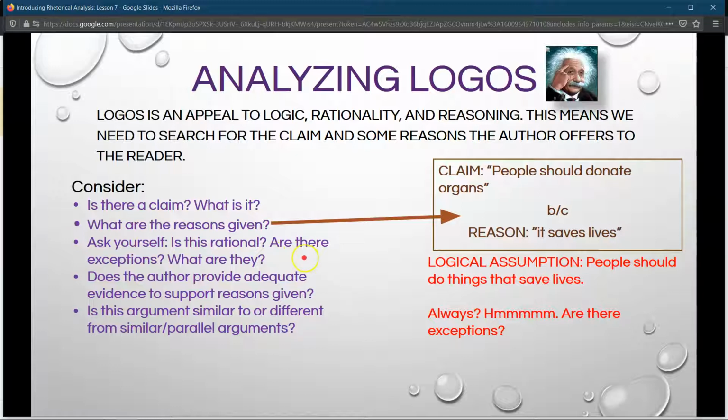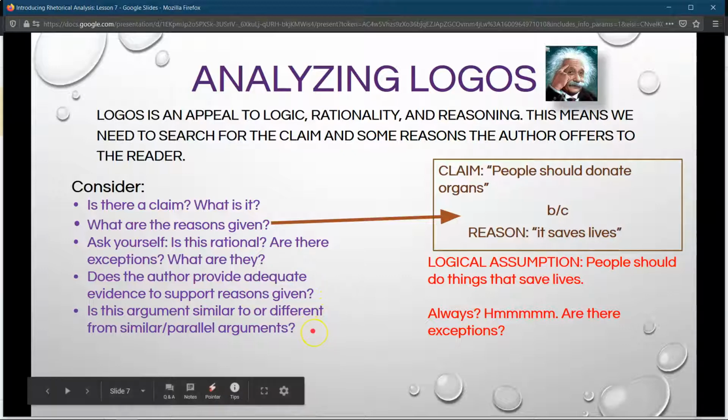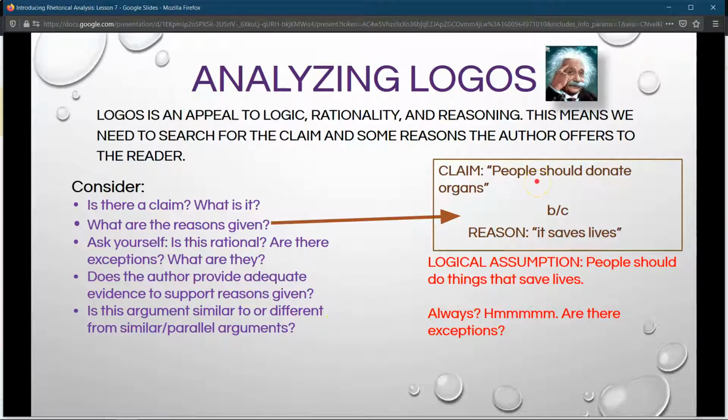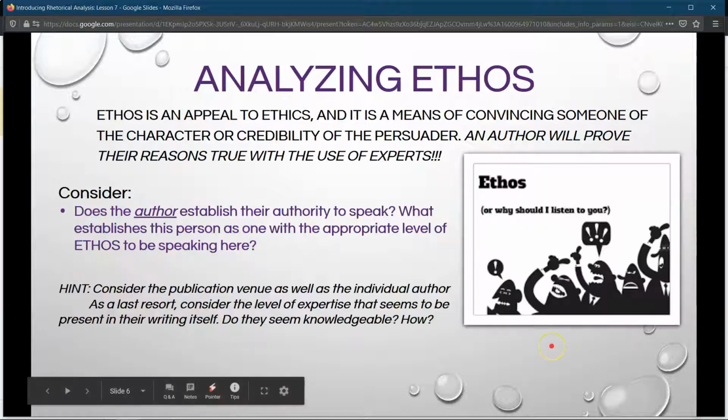Does the author provide adequate evidence to support reasons given? And is this argument similar to or different from similar or parallel arguments? So this is a sample claim. People should donate organs because it saves lives. So the logical assumption is that people should do things that saves lives. But is that always the case? And are there exceptions?